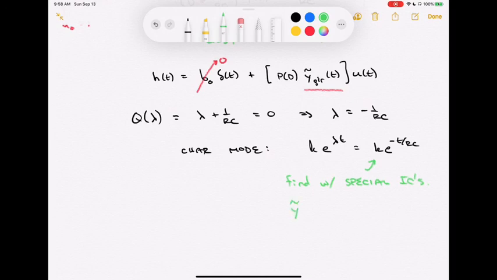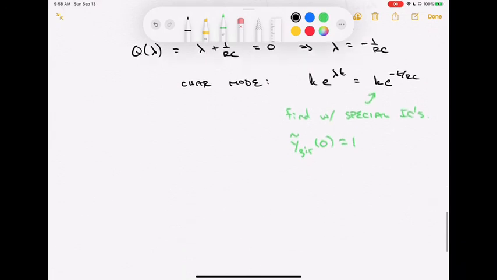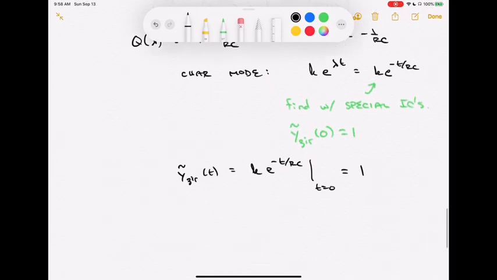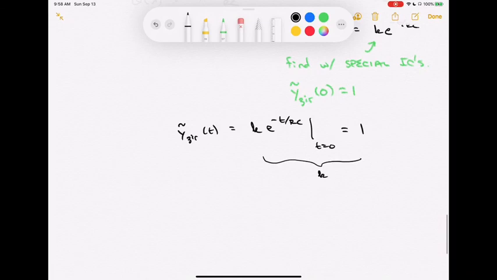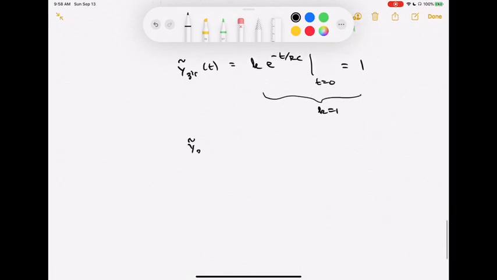So in this particular case, it's going to be y tilde zir, no derivatives needed, it's just the function itself, and it's set equal to 1. It's the only initial condition that's needed, so set that one equal to 1. If I do that, what do I know? I know that my y tilde zir of t was just that linear combination of characteristic modes, but here there's only one mode, so there's just going to be one term in there, and we know that evaluated at t equaling 0 through that special initial condition, that whole thing should be equal to 1. If I look at that left-hand side, K e to the 0 is just 1, so I just get K equaling 1, and that tells me that my y tilde zir of t is equal to, in this case, e to the minus t by RC.